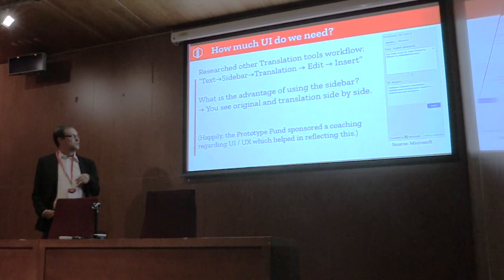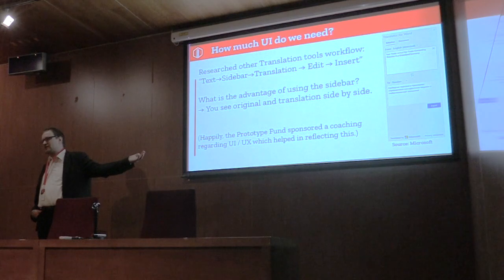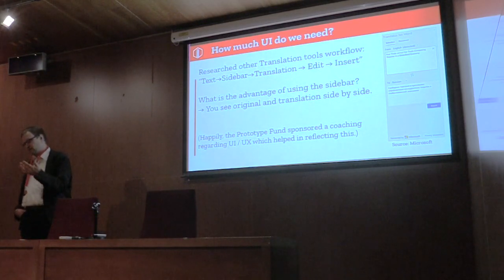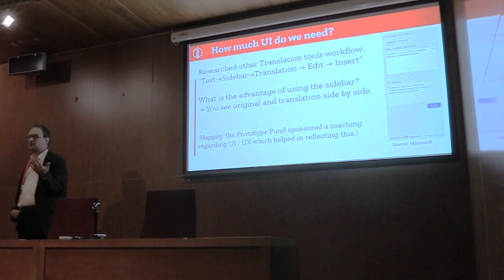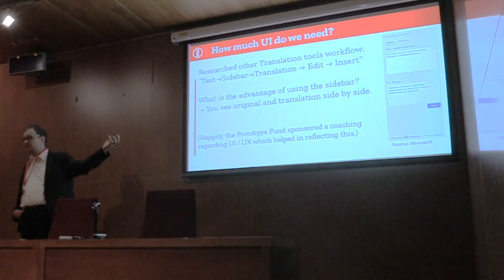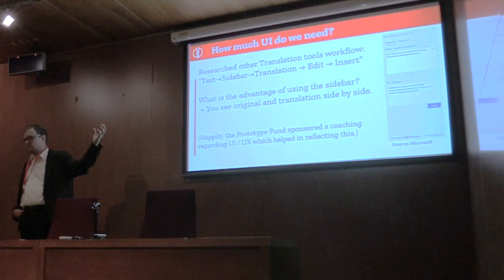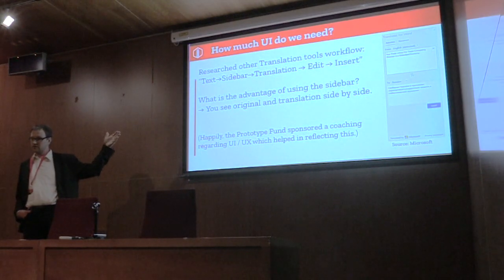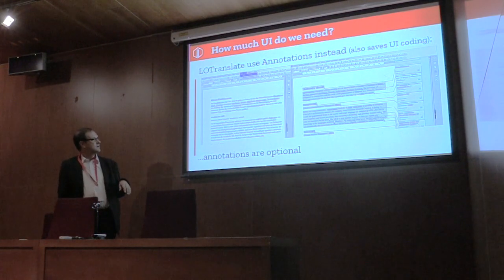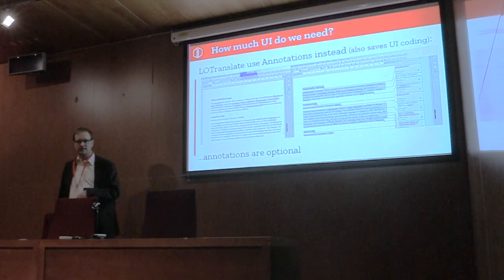But what is the advantage of doing it that way? The only thing I could come up with when I systematically reflected on this was that you can see the original text and the translated text at the same time, because obviously if you want to edit the translated text, there's a more natural place to do it than in the sidebar. The natural place to edit your document would be in the document itself. So this is what I did with the LibreOffice extension.